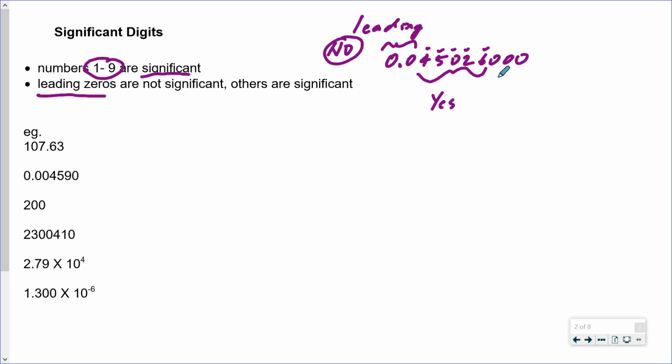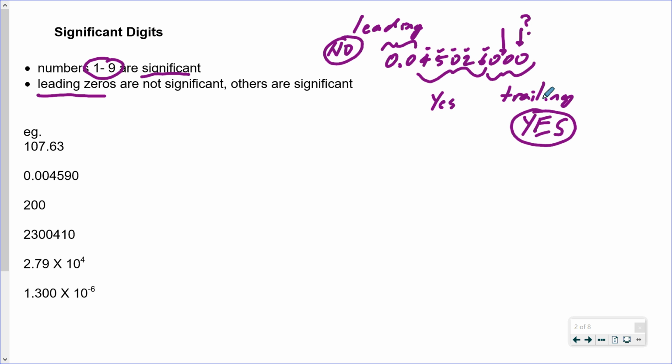These ones at the end, what we're kind of saying is that we actually measured to this degree of accuracy. We were absolutely positive about this one. This last one, we're not entirely sure, but we get to count it as a significant digit. So these ones at the end, they are what we call trailing zeros. And yes, we do get to count them at least most of the time, as we will see.